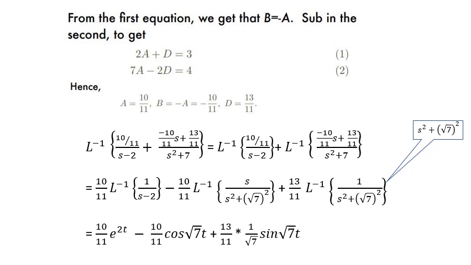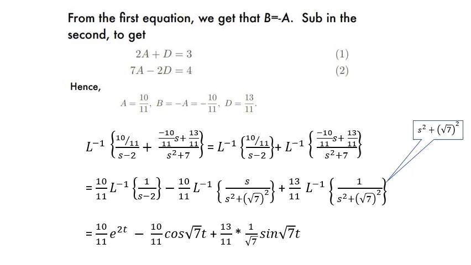Now, the denominators are all in the standard form. Only the second part, s square plus 7, you have to rewrite that as s square plus root 7 the whole square. And then separate the numerators. So, in the first term, 10 by 11 is a constant. You can take it outside. Do L inverse 1 by s minus 2 minus again 10 by 11 is a constant. L inverse s by s square plus root 7 the whole square plus the next term we have 13 by 11 as a constant into L inverse 1 by s square plus root 7 the whole square.